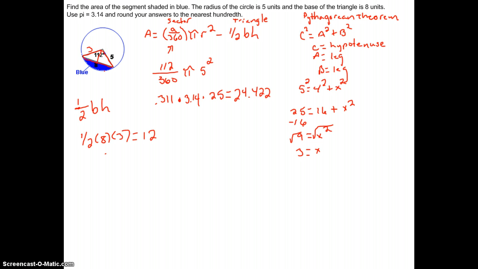Okay. Now that we know that, we can find our segment, which we already did. So now we can go 24.422 minus 12. And if we subtract that out, we're going to get 12.422. And that is our answer then. That is the area of the shaded area right here. This area right here. We just found that.